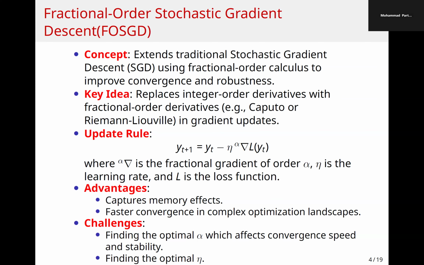Here, in the update rule, instead of having an integer order gradient, we use a fractional order gradient, in which alpha is a fractional order and eta is the learning rate. The advantage of this formula is that it captures a memory effect. Also, we have a faster convergence in complex optimization landscapes.